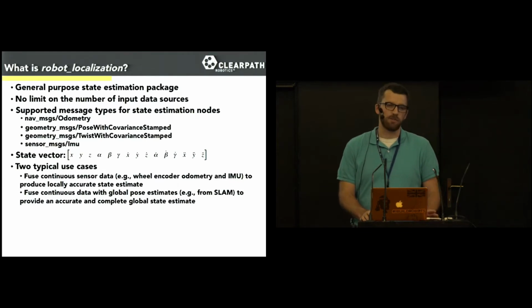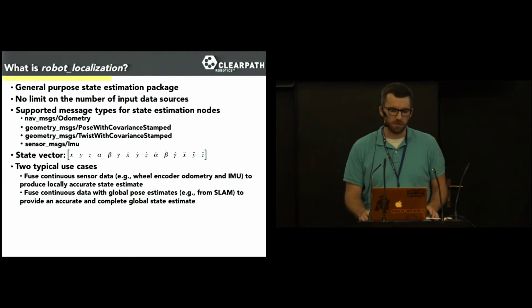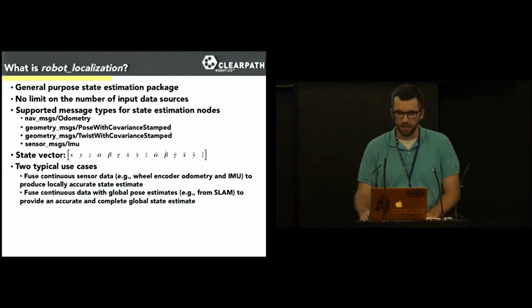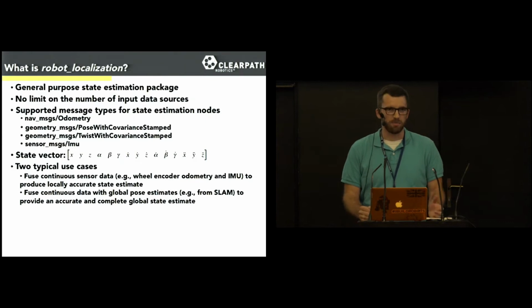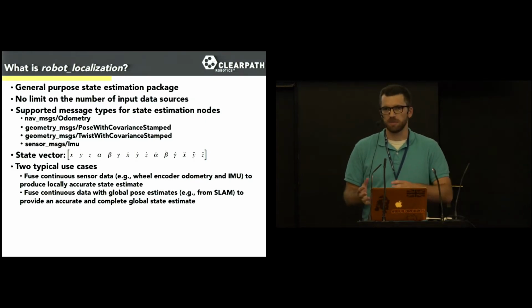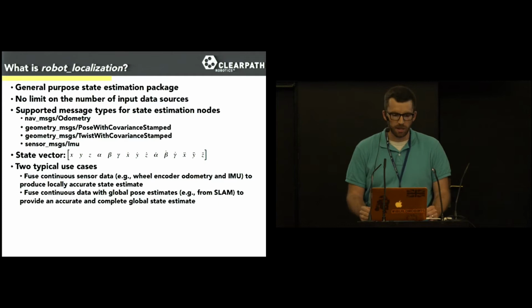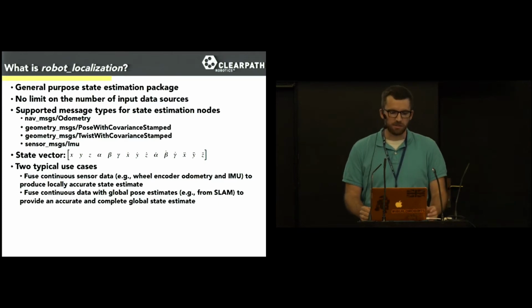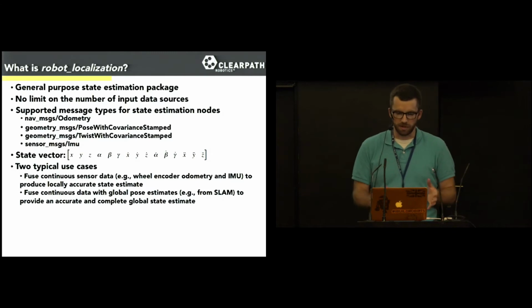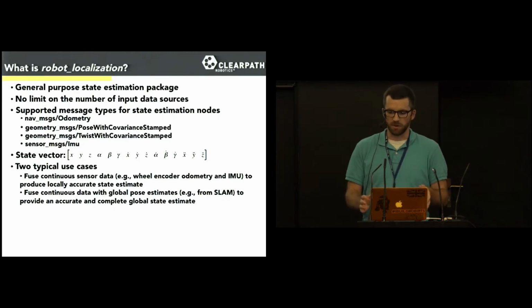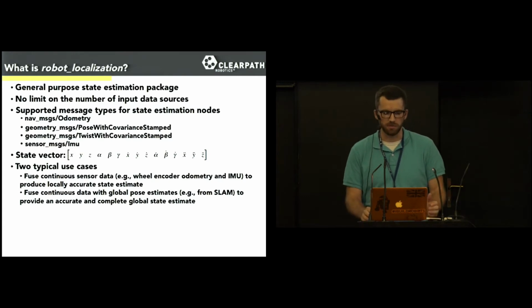And so typically there are two different use cases. One is to fuse continuous sensor data, so data that's not subject to discrete jumps. And then that will produce a locally accurate state estimate that you can use for local navigation. The second use case is to fuse that same data with sources of global pose estimates, something like a SLAM package, like AMCL, so that you can get a complete and accurate global state estimate.